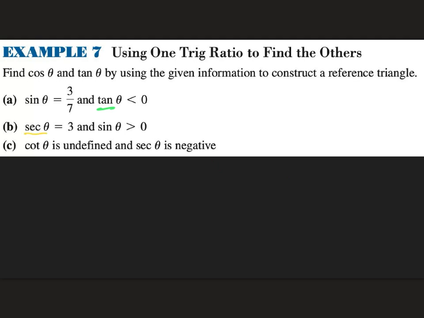The secant is 3 and the sine is greater than 0. So where is the sine positive? In quadrants 1 and 2. So it could be in any one of these quadrants. So the secant goes with the cosine. So we're talking x over r. The secant has a value of 3. So the secant is 3/1 because any whole number could be divided by 1.